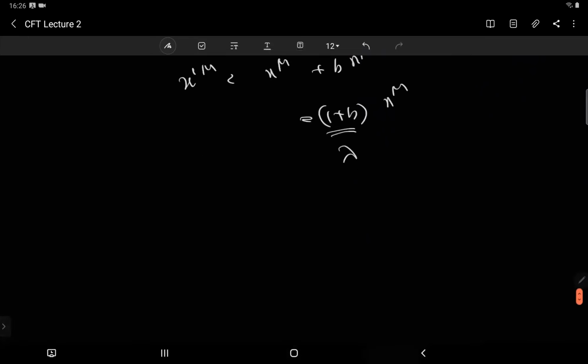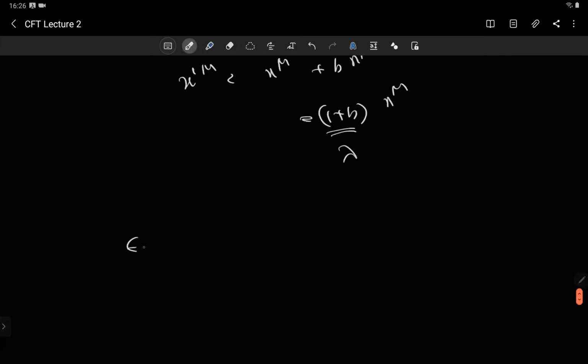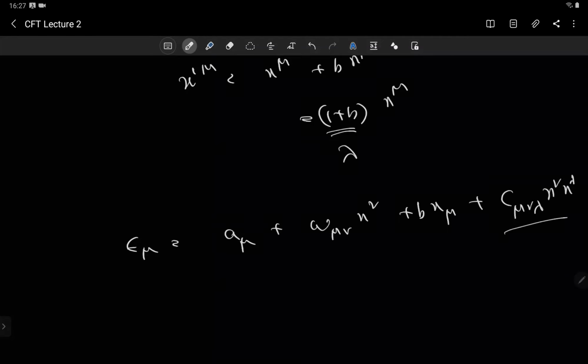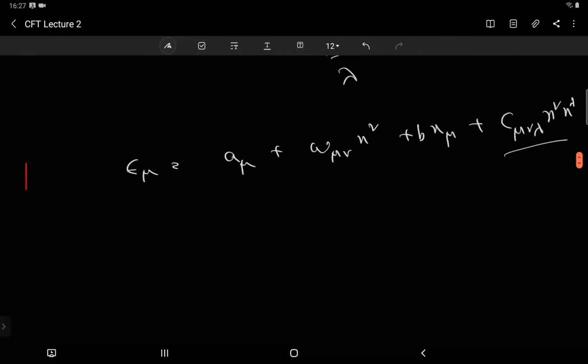Okay. So till now we have seen that epsilon mu can be a mu plus omega mu nu x nu plus some constant b times x mu. So all these things, now we have to see what is the constraint on this x nu x lambda. Okay, so I'll stop here.